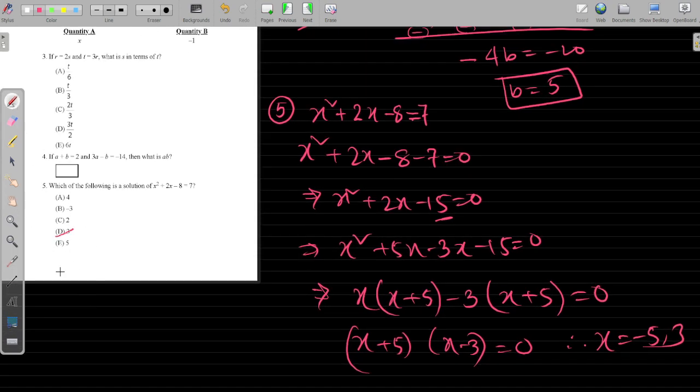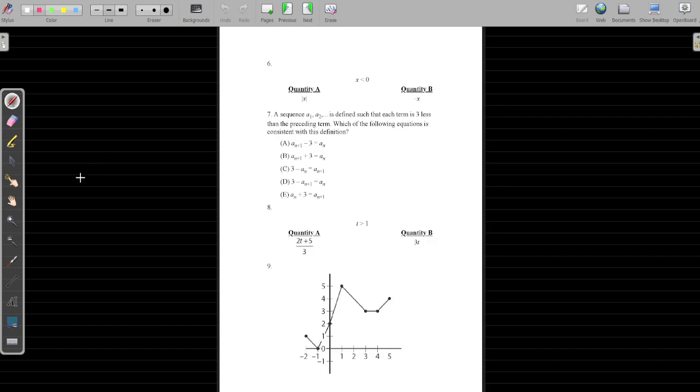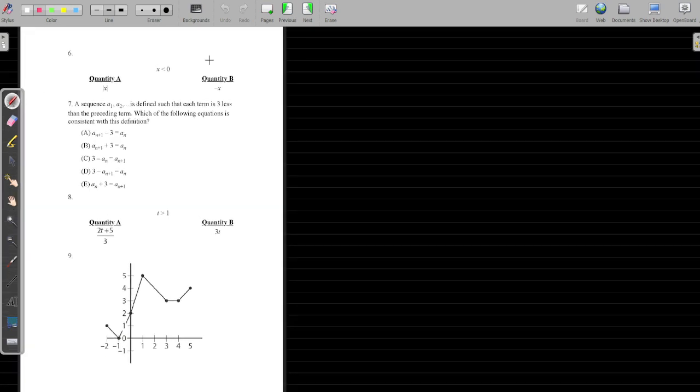So our values are 3 and minus 5. They didn't write minus 5 in the options, that's why only 3. Now I'm going to solve question number 6.